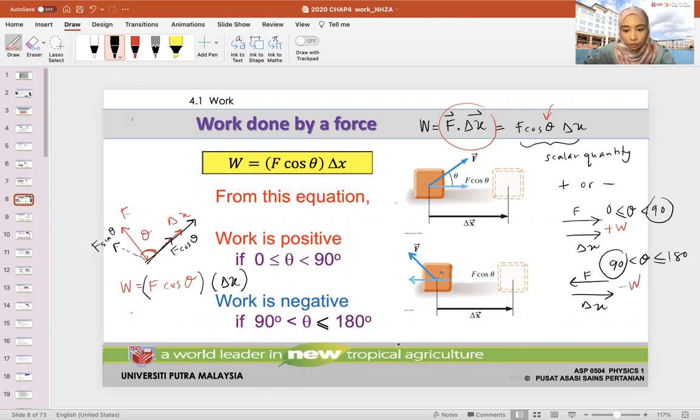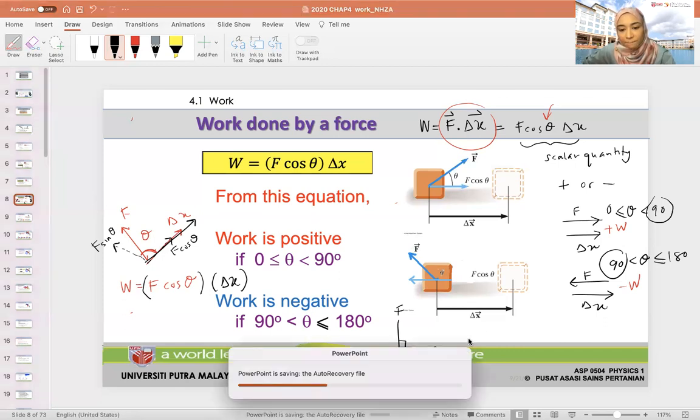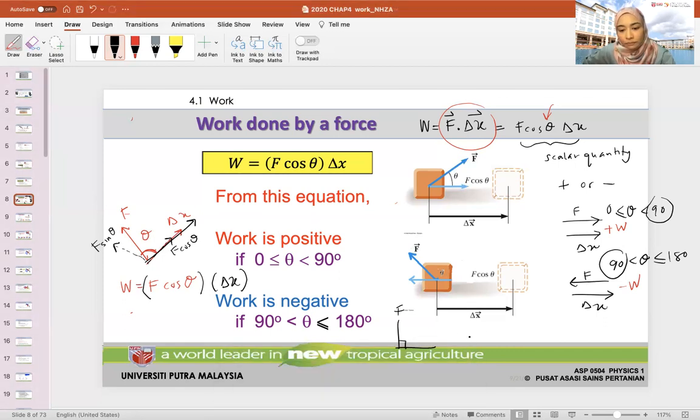Okay, so kita hanya nak parallel component. If my F hanya ada perpendicular component to the delta X, let's say this is F and this is delta X. So work done would be F cosine 90 delta x, and this would give me a 0. So there's no work done when there's no parallel component to the displacement.